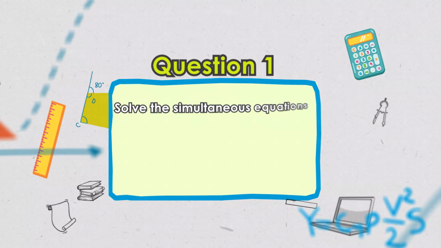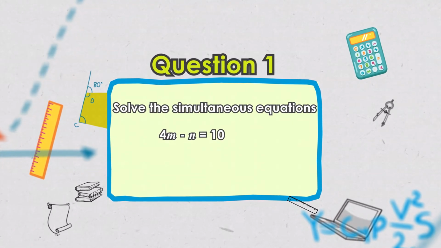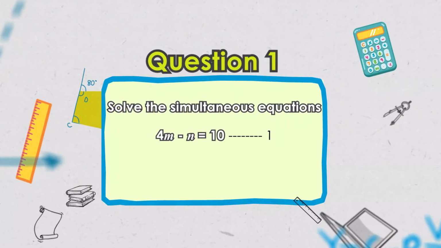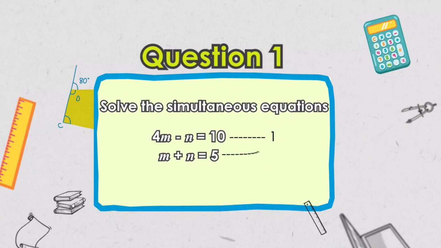Boys and girls, let's do the first question. Solve the simultaneous equations. 4m subtract n equals 10 as equation 1 and m plus n equals 5 as equation 2.